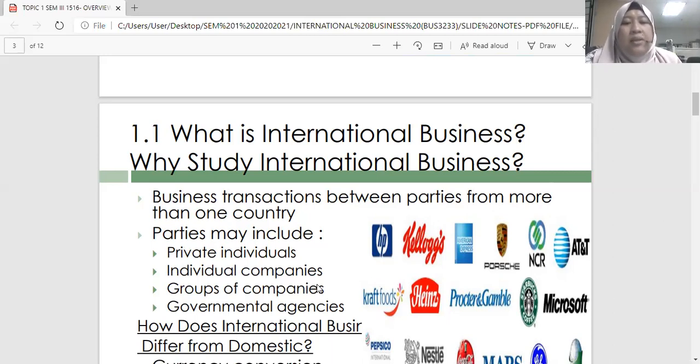So, the parties may include, for example, the private individuals. What is an example of a private individual? For example, a sole proprietor. Even though you are doing business online, on Facebook, maybe Instagram, or maybe promoting on Twitter, these sole proprietors are mostly private individuals, and the customer does not come only from within the country itself. Maybe the customer is from Indonesia, Singapore, or Brunei.